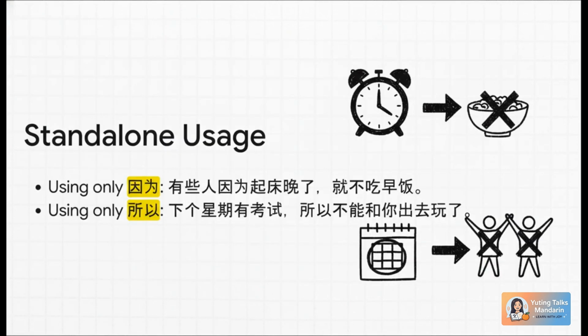In this first sentence, we're only using 因为. We're just focused on explaining the reason some people skip breakfast, because they get up late. Simple. Now in the second one, we're only using 所以. The reason is kind of implied, right? You say there's a test next week, so the listener understands why you can't hang out. The focus is just on the result.